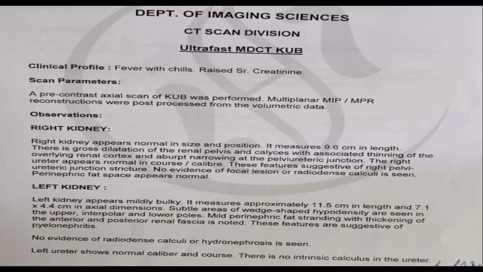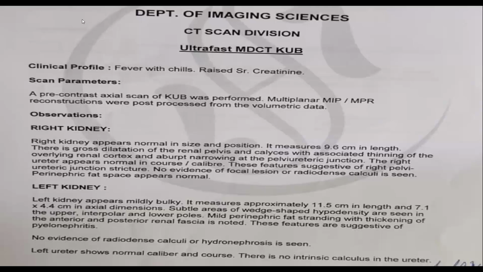Fine. Okay. So now next, what do you want to do? Paras, just show them what we did. The CT report was suggestive of gross dilatation of the renal pelvis and the calyces with associated thinning of the overlying cortex and abrupt narrowing at the PUJ. The right ureter appears normal in course. These features are suggestive of right PUJ obstruction.